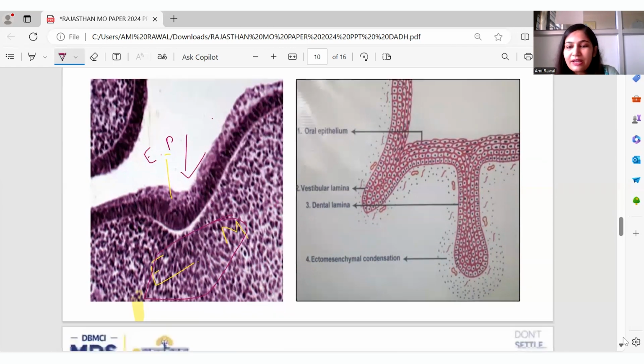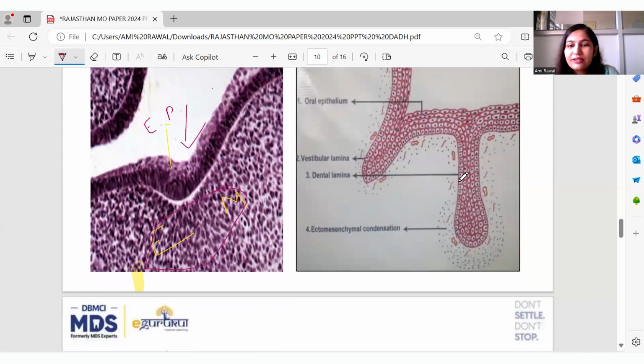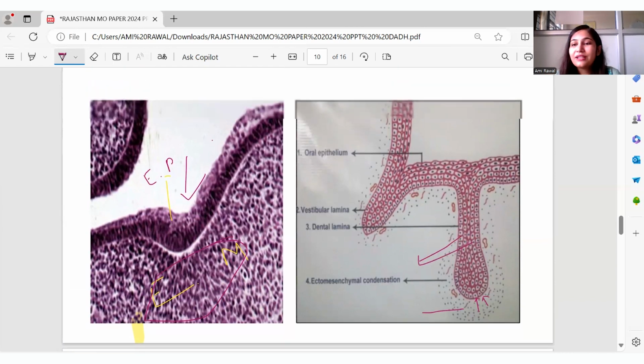For the dental lamina question also, you can see this is our dental lamina, and this is the ectomesenchymal portion. This ectomesenchymal portion will send signal to the dental lamina, leading to the proliferation of the cells and forming enamel organ. So this is the enamel organ. It forms what? Enamel.